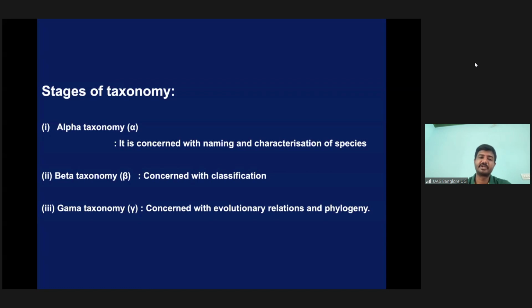Coming to beta taxonomy, it is concerned with the higher classification. So what you do is that you classify them into different types, orders, or suborders, or family level. Okay. So then it becomes higher level classification. Gamma taxonomy is concerned with the evolutionary relationship and phylogeny. And you are looking at very close relationships among the populations. For example, there are subspecies or varieties or some population variations. Okay. So you are looking at even the minute details.